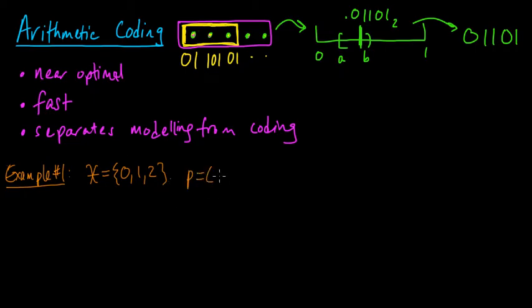And let's consider the following probability mass function on this source alphabet. We're going to have a P0, P1, and P2, and let's say that the probability of 0 is 0.2, the probability of 1 is 0.4, and the probability of 2 is 0.4.